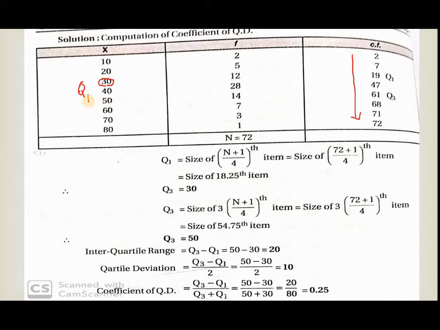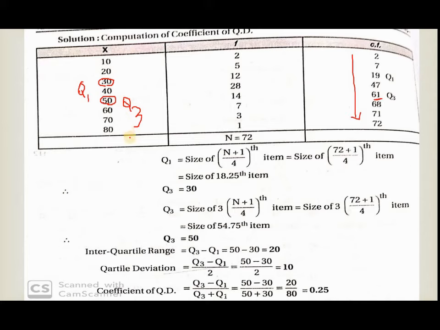That corresponding x is Q1. Again for Q3, 3 into (n plus 1) by 4, we get 3 into 72 plus 1 by 4, so we get 54.75. Find 54.75 in the cumulative frequency. The next higher value is 61. The corresponding x of 61 is 50. So 50 is Q3.